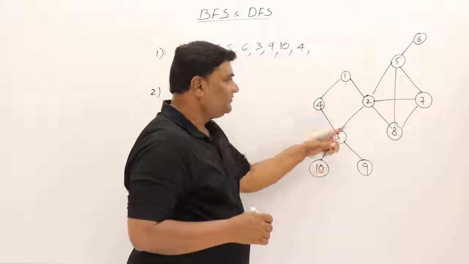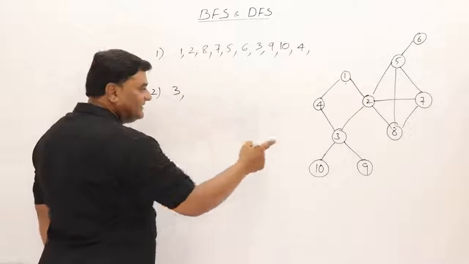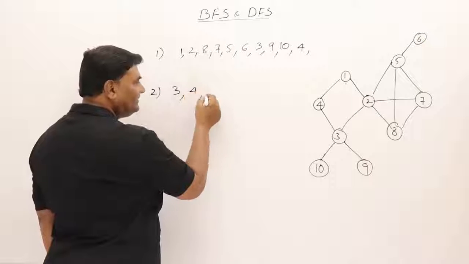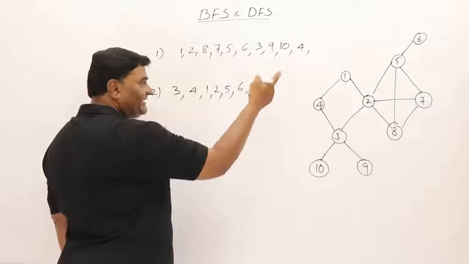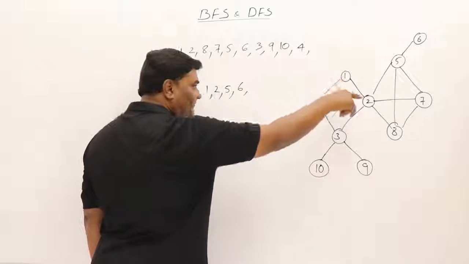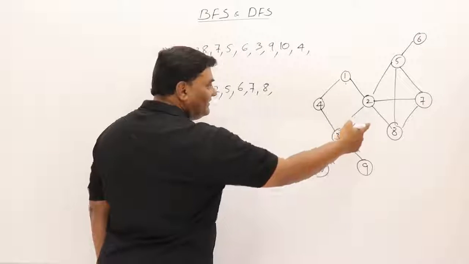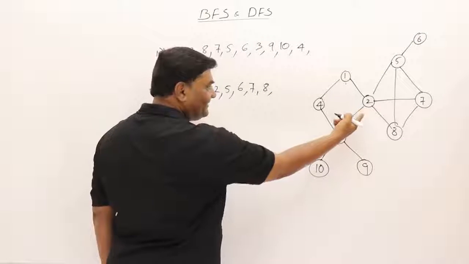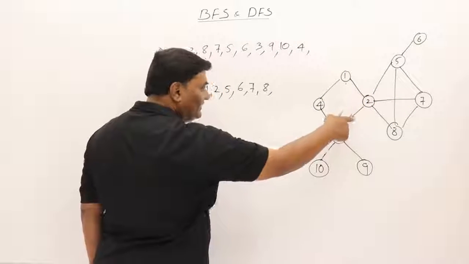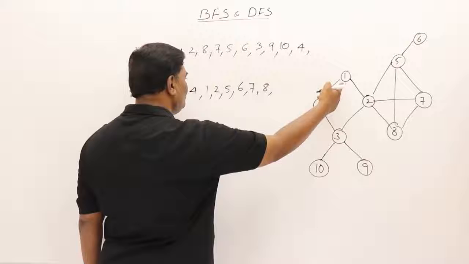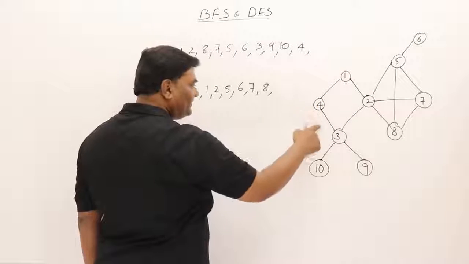I'll start from vertex 3. First is 3. Then I'll visit 4. Then 1, then 2, then 5, then 6. From 6 I cannot go anywhere. Come back to 5 and go to 7. Then 8. From 8 I am back on 2, but it's already over. So go back to 7, then 5, then come back to 2. From there I have already gone to 1. 1 is already completed. So come back to 4, then come back to 3.